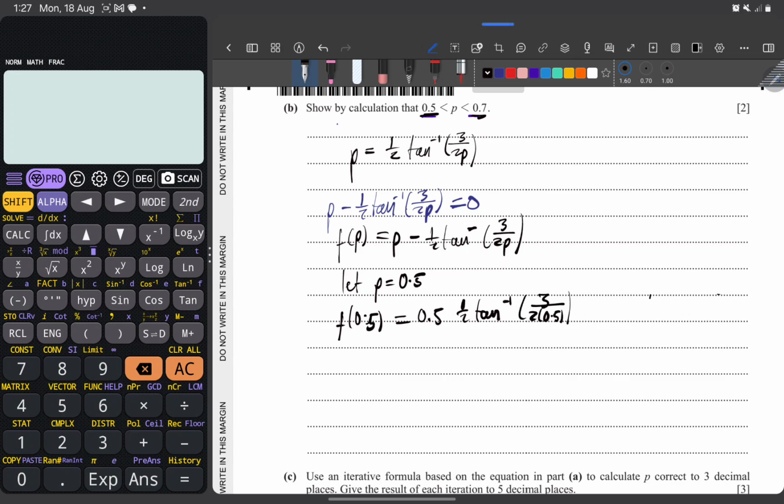Let's punch this in the calculator. So it's going to be 0.5 minus, so 0.5 minus, we say half, 1 over 2, multiplying tan inverse, so second function tan inverse of 3 over 2 times 0.5. Can you see we're getting a negative solution? So let's see now. Did I do everything correct? 0.5 minus. Okay, so yes, this is what you should do. I'd found negative 35 or whatever, but we changed it to radians. So we punch radians. So we should change to radians.